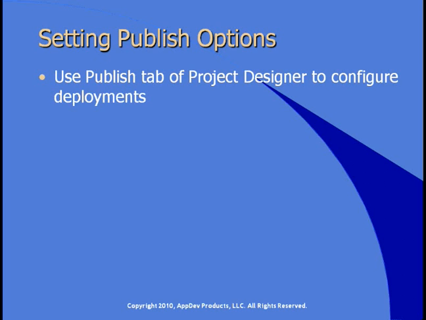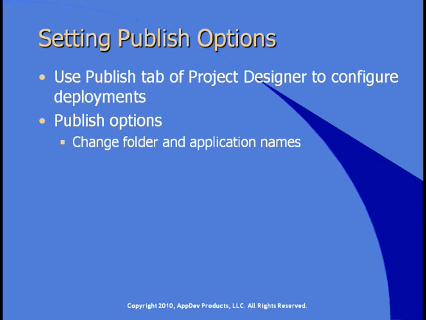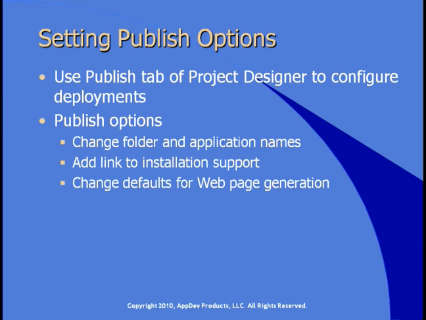You can use the Publish tab of the Project Designer to configure your deployments. There's a Publish Options dialog box that you can use to change the folder and name of the application. So of course it's going to default to the name of your project, but you might want to use a different application name. You can add a link to a place where users can go for installation support. You can change the defaults for how Visual Studio generates the default web page for web-based installs.